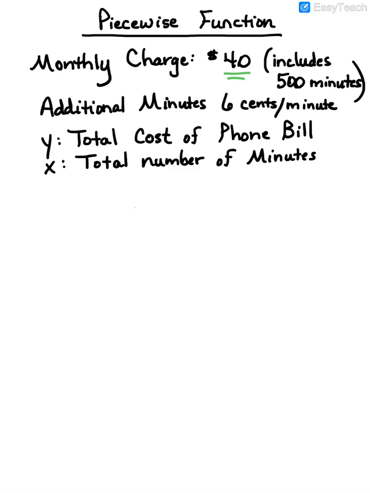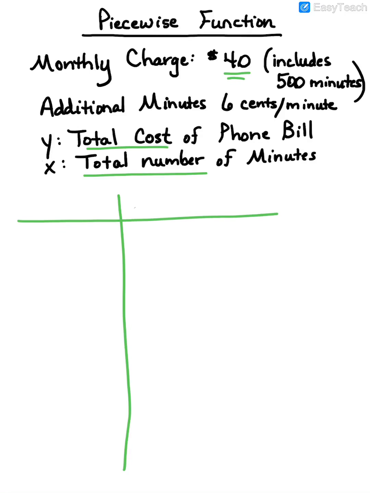So y is going to represent the total cost, and x is going to represent the total number of minutes used. So let's actually set up a table, and x is going to be our number of minutes used. Now, whether we use 1 minute or 500 minutes, because that is the flat monthly charge of $40, our y value, which is the total cost, would be $40, whether we use a minute or anything up to 500. It's beyond 500 that it starts to change.